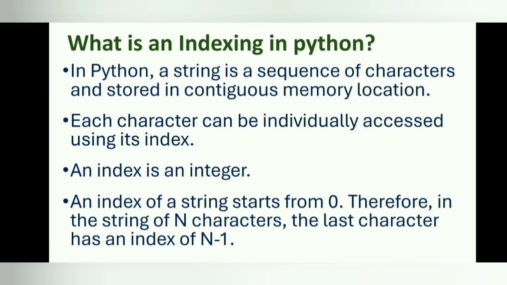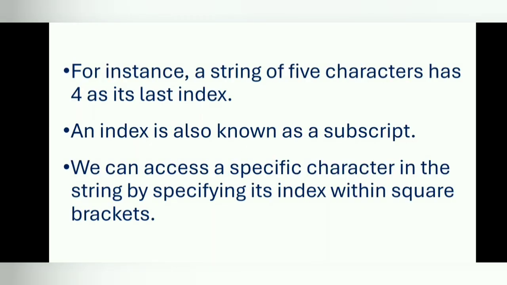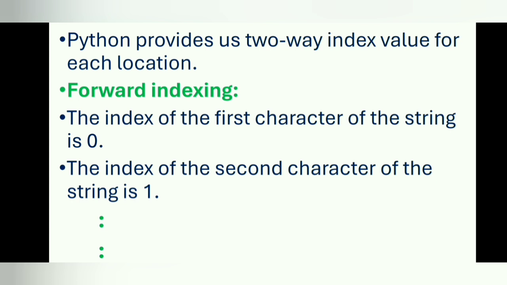An index of a string starts from 0. Therefore, in the string of n characters, the last character has an index of n-1. For instance, a string of 5 characters has 4 as its last index. An index is also known as a subscript. You can access a specific character in the string by specifying its index within square brackets. Python provides us two-way index value for each location, forward indexing and backward indexing.